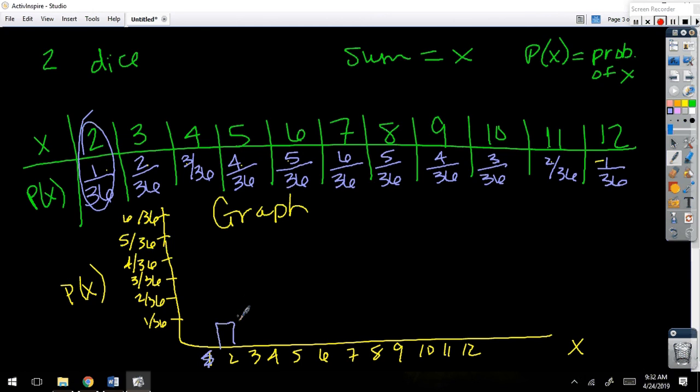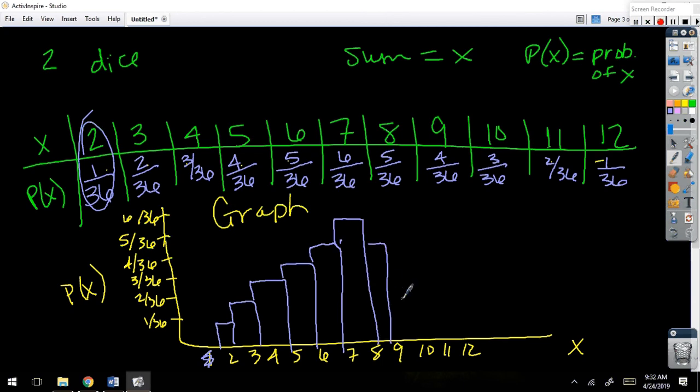3 is 2 over 36. 4, you see what we're doing with this? 5, 6, 7, you should be able to look at it and clearly tell which one is your most probable.